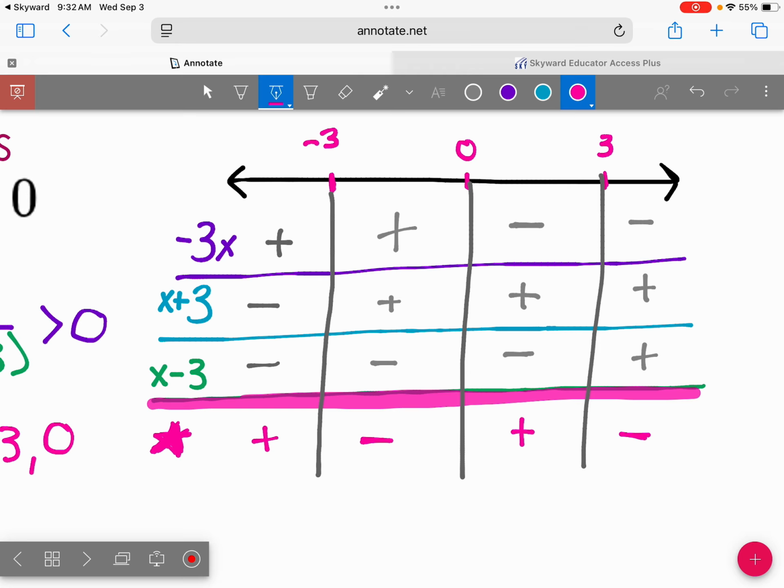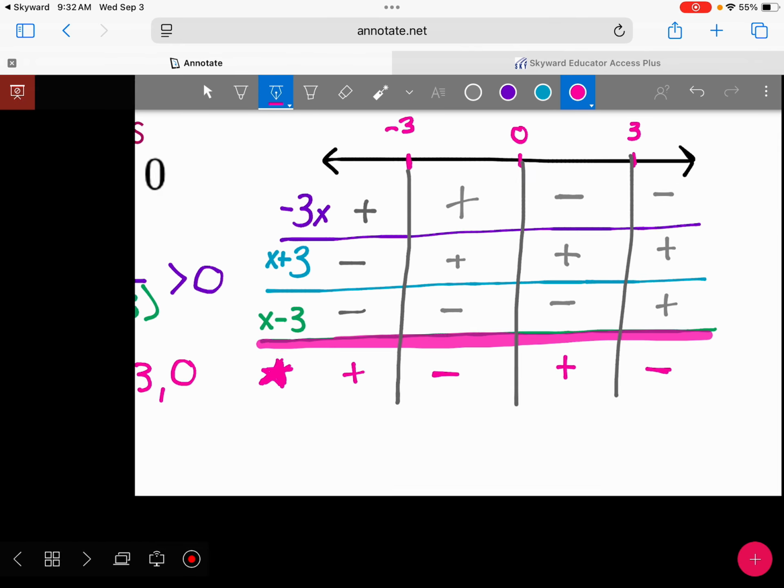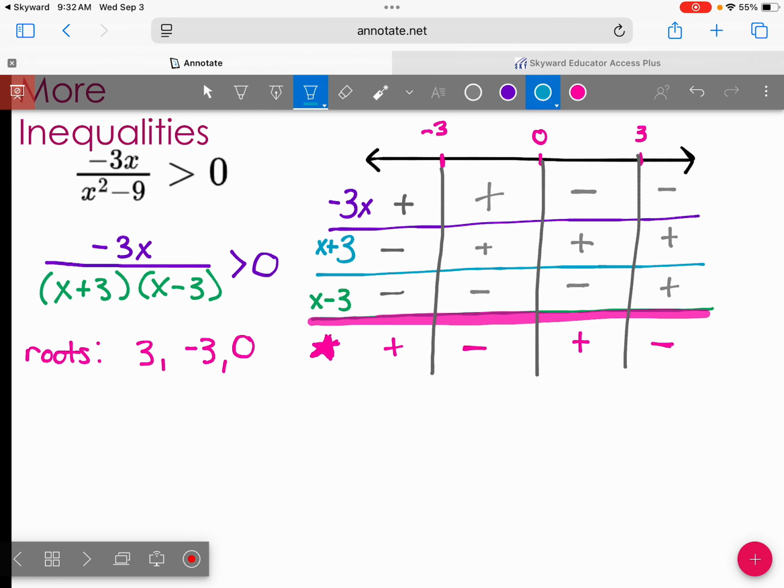Do we care about when it's positive or do we care about when it's negative? Positive. Because we want to know when this is greater than 0. So I'm looking at my positives here and here. Can I include the 0? Is it okay to equal 0? No. Nope. So everybody gets parentheses. It doesn't matter who or where they're from.